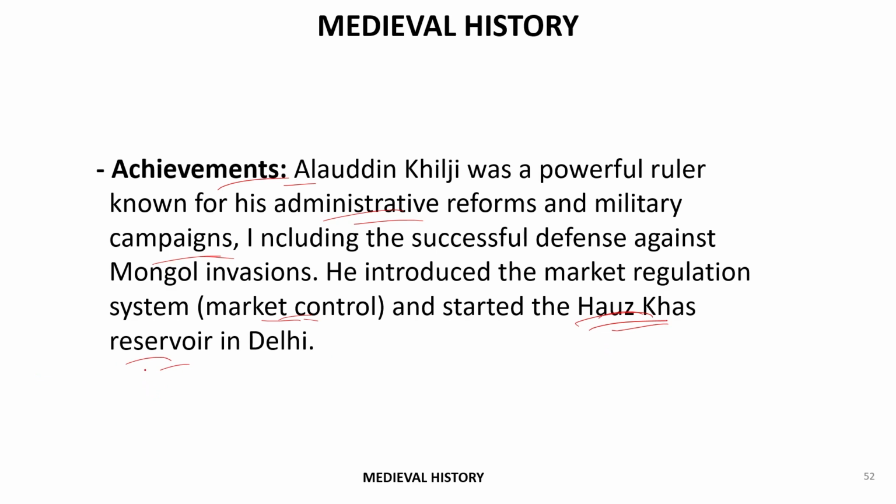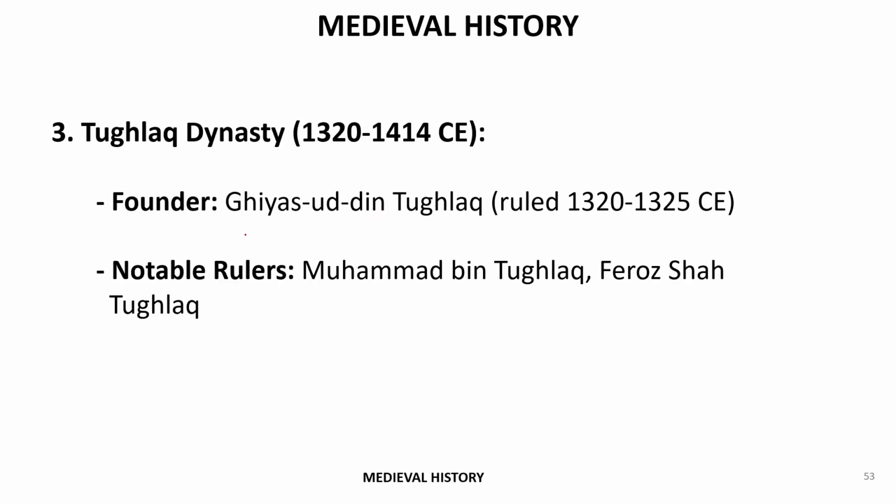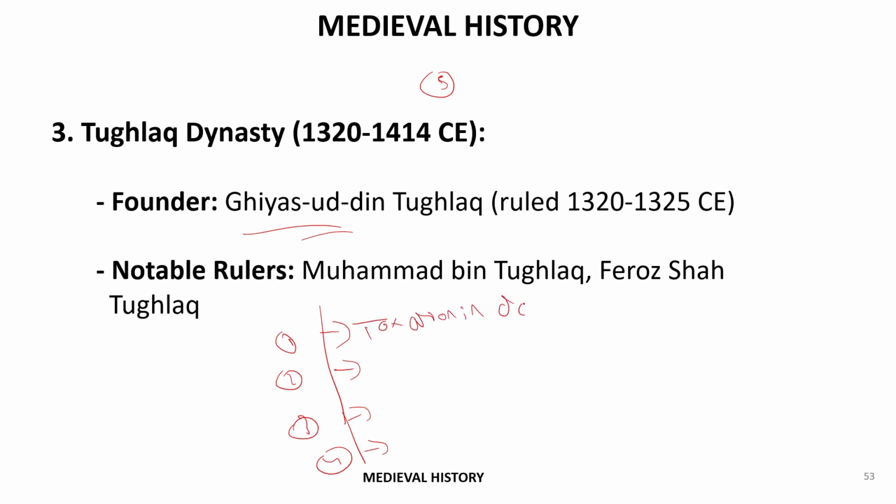Okay. Thereafter, the Tughlaq dynasty, which was basically founded by Ghiyasuddin Tughlaq. And the main ruler was Muhammad bin Tughlaq. Muhammad bin Tughlaq made some mistakes, which are often asked in the exam about the correct sequence. So I want you all to write down the correct sequence of his mistakes. First, taxation in Doab. Second was transfer of capital. Third was token currency.